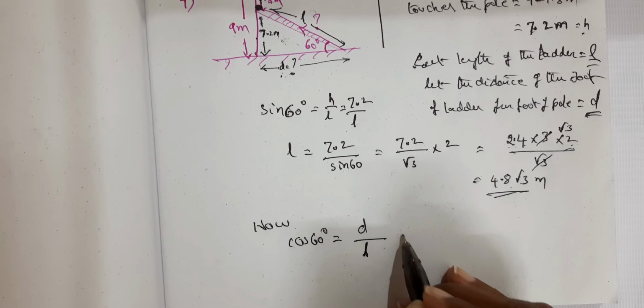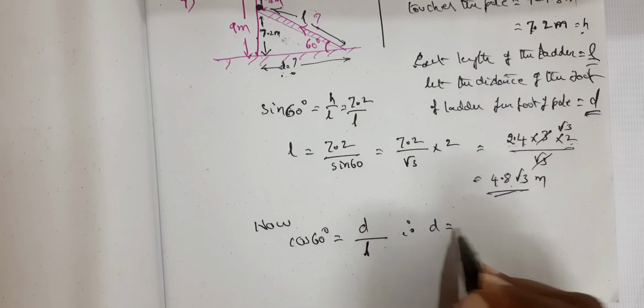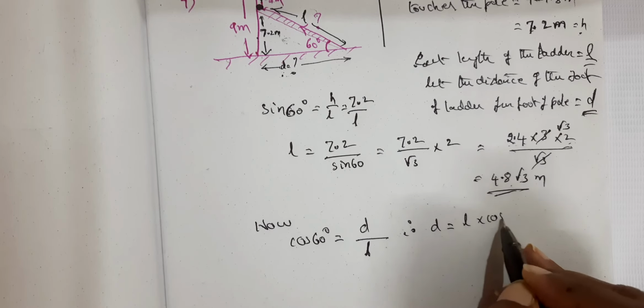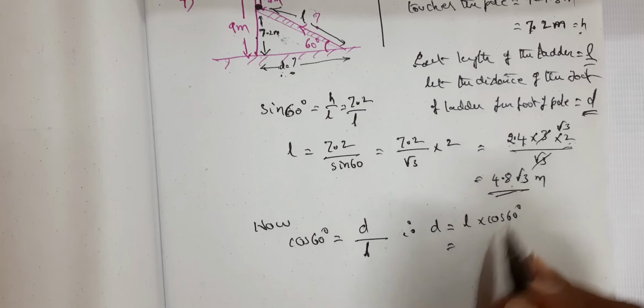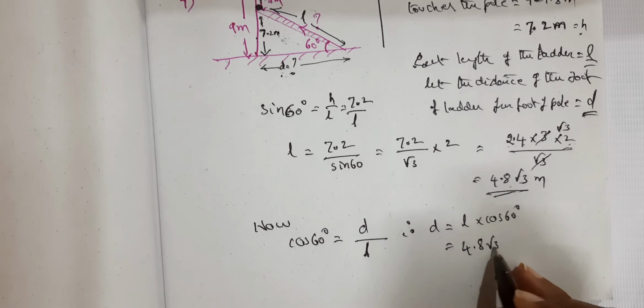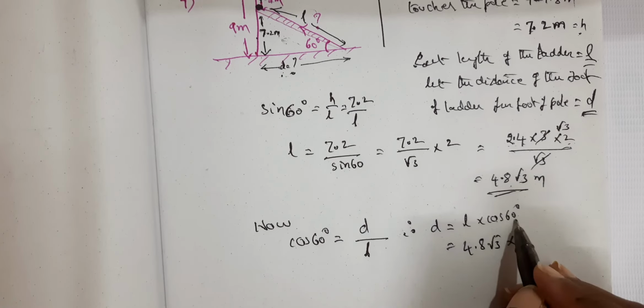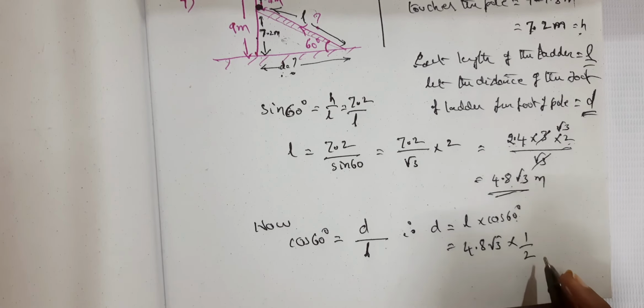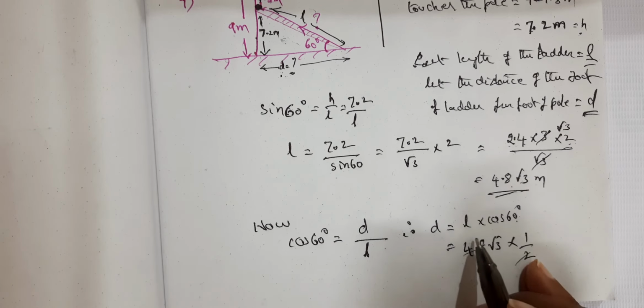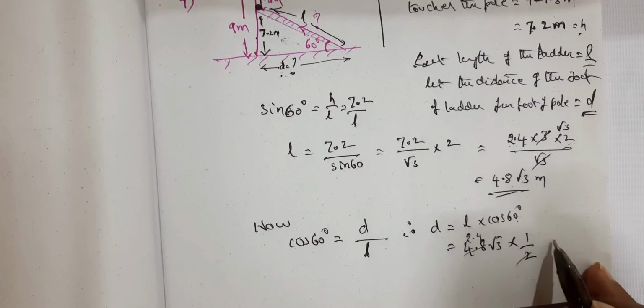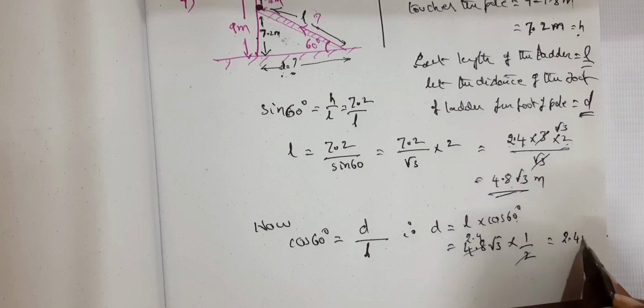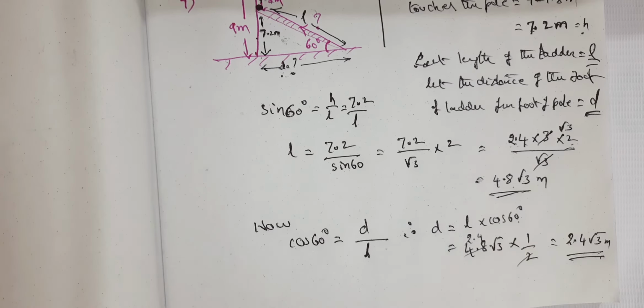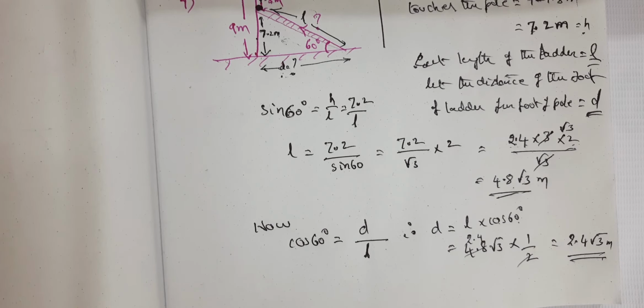So now D is equal to L into cos 60. What is L? 4.8 root 3 into cos 60, which is 1 by 2. How much is cos 60? 1 by 2. So 2 goes 2.4 times in this. Therefore the answer is 2.4 root 3 meters. So this is the distance. Clear? Always double underline the answer.